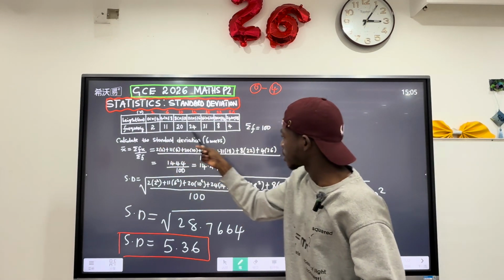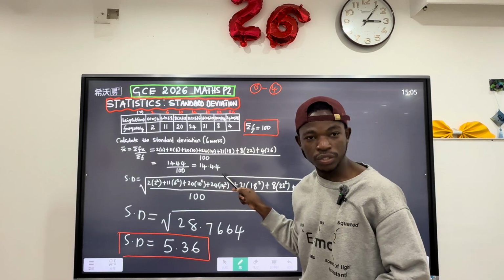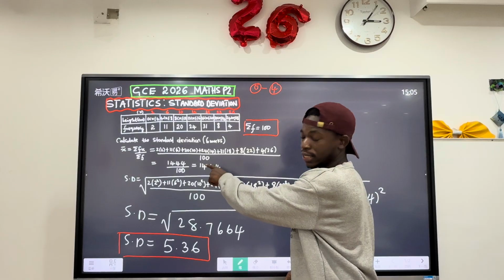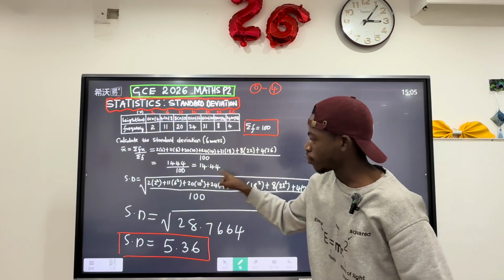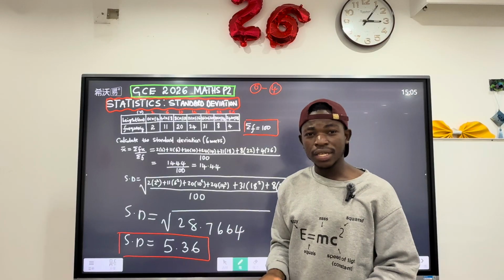So this is the total frequency here, which we got as 100. You're going to divide. This is exactly what I did here. Once you divide, you get your mean. It's now time to find the standard deviation. How do you find the standard deviation?